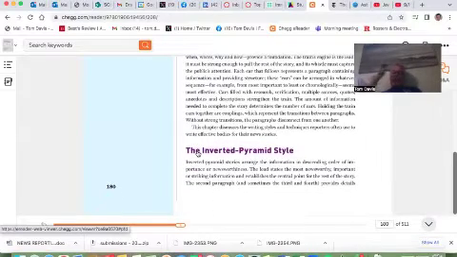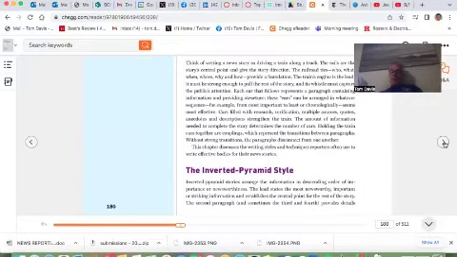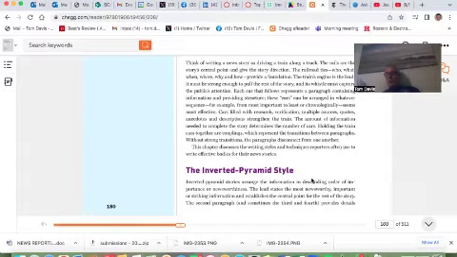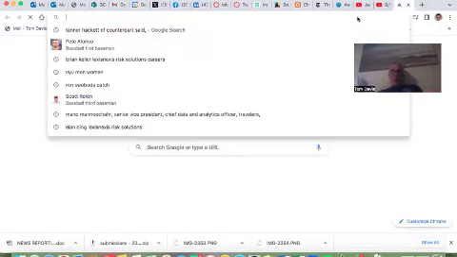The inverted pyramid style. So here we are, the upside down triangle. You'll be hearing about this. Inverted pyramid stories arrange the information in descending order of importance or newsworthiness. This is where I make the big comparison to movies and literature, because movies and literature have the big mysteries at the end. There are very few times that did not happen.